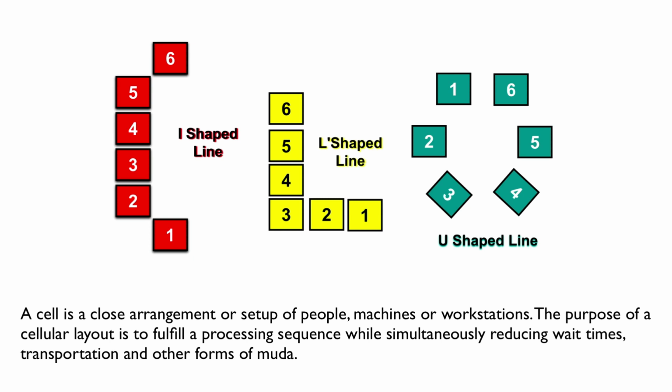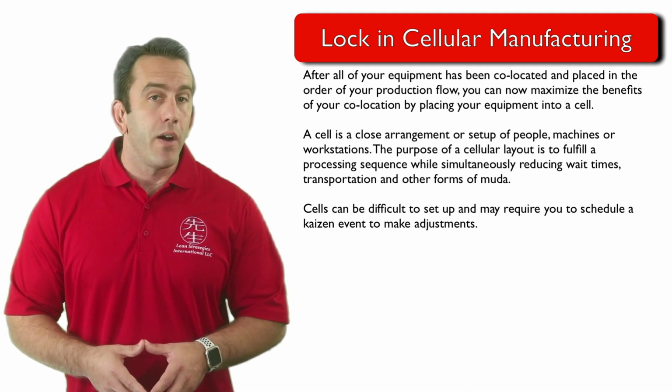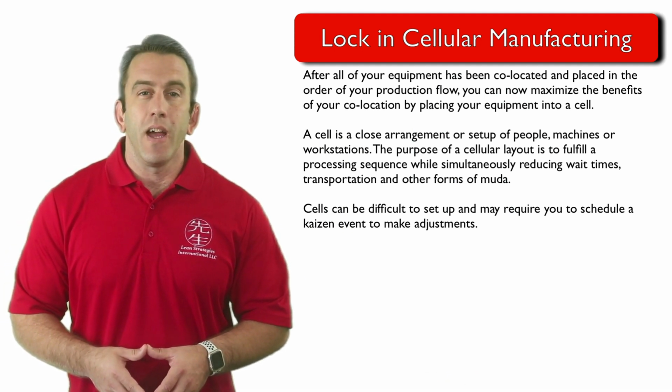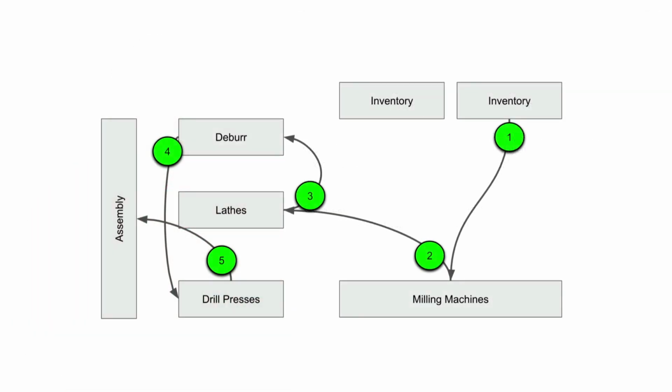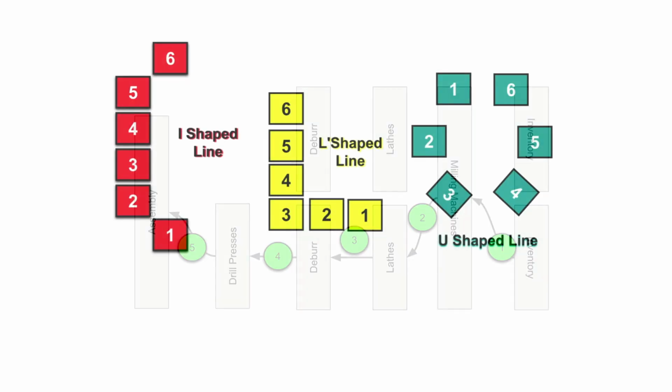The purpose of a cellular layout is to fulfill a processing sequence while simultaneously reducing wait times, transportation, and other forms of muda. Cells can be difficult to set up and may require you to schedule a Kaizen event to make the adjustments. This is why you should co-locate the equipment according to sequence before designing a cell.